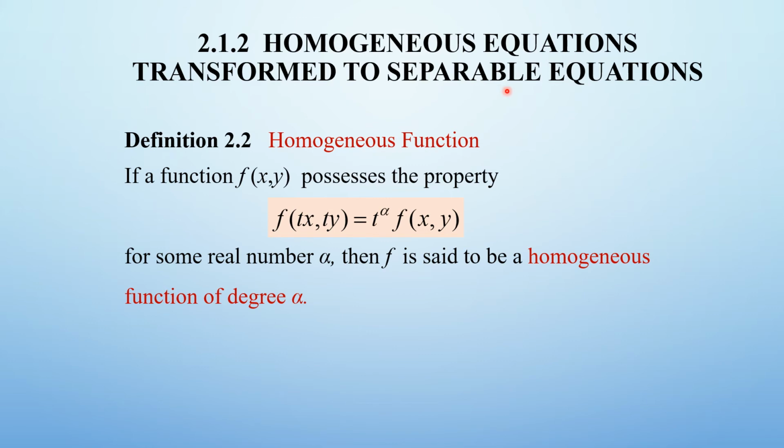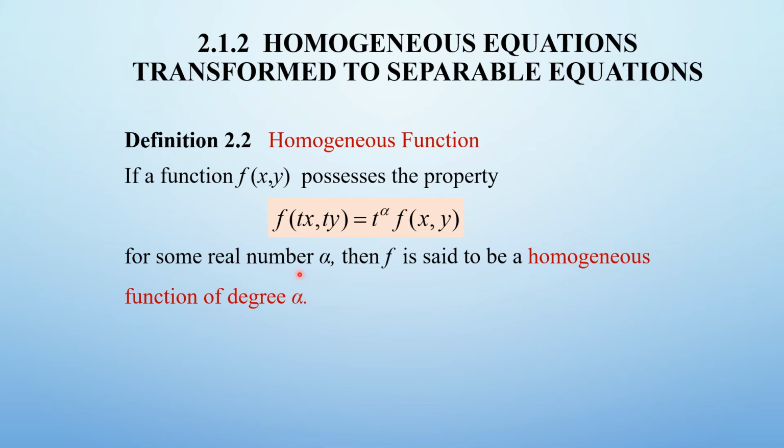Before we learn how to solve homogeneous equations, let us firstly understand the meaning of a homogeneous function. If a function f of x, y possesses the property f of tx, ty equals t to the alpha f of x, y for some real number alpha, then f is said to be a homogeneous function of degree alpha.